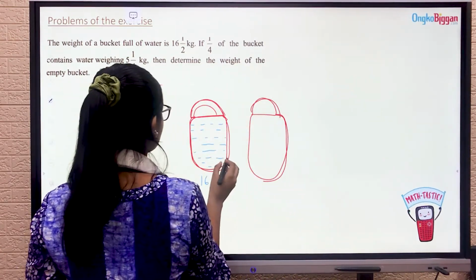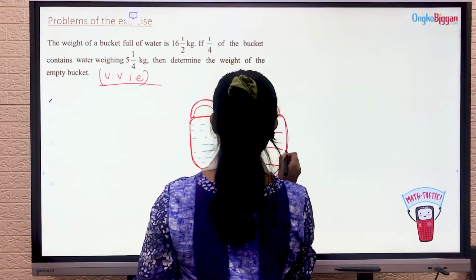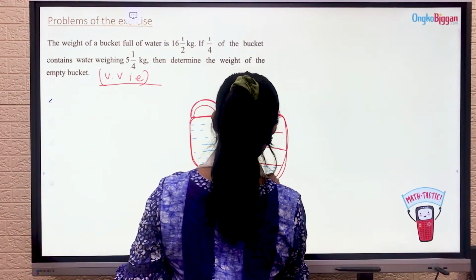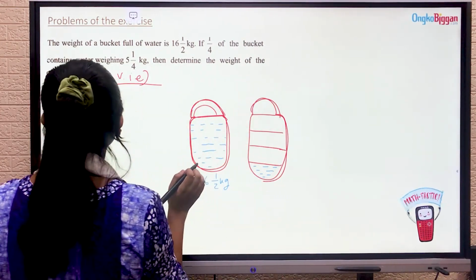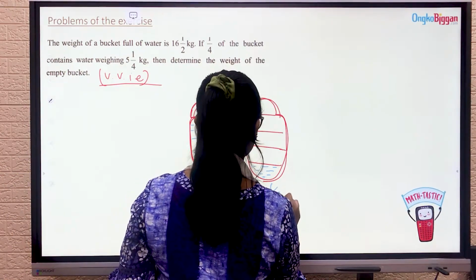So when it's 1/4, that means 1, 2, 3, so when just this portion is filled with water, the weight becomes 5 1/4 kg.